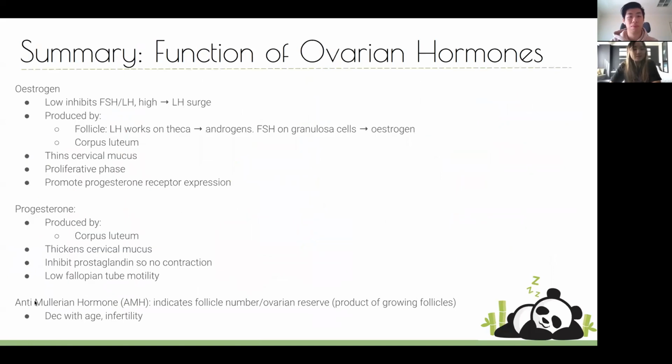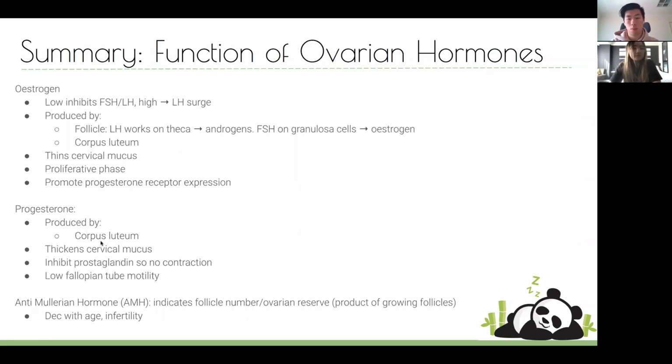This is a summary of some of the ovarian hormones and their functions. So estrogen at low concentrations inhibits FSH and LH. At high concentrations, it causes the LH surge. It's produced by the follicle via LH and FSH and the corpus luteum. It thins the cervical mucus. It causes the proliferative phase of the menstrual cycle and promotes progesterone receptor expression. We'll come through with some of that again later.